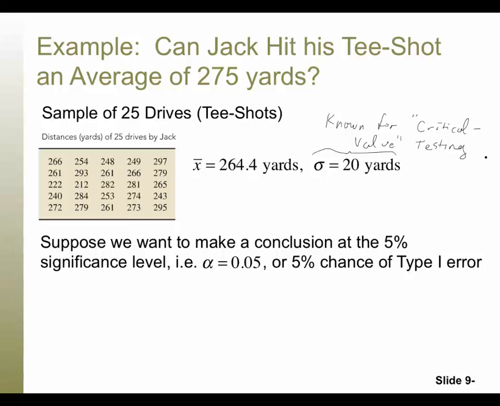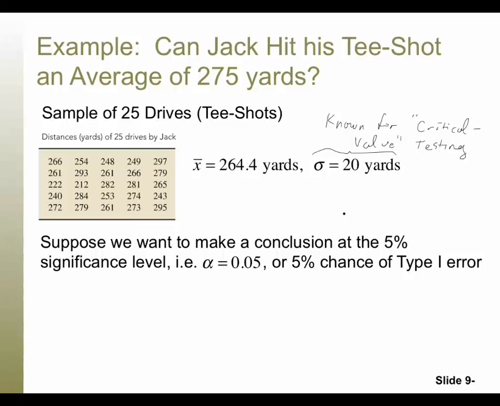So we want to make a conclusion about this at the 5% significance level. That is alpha equals 0.05, or a 5% chance of making a type 1 error. And what would a type 1 error in this case look like? Who can explain what a type 1 error would be in this situation? Saying that he can't hit it that far when he actually can. Agree or not? That's what it is, right?